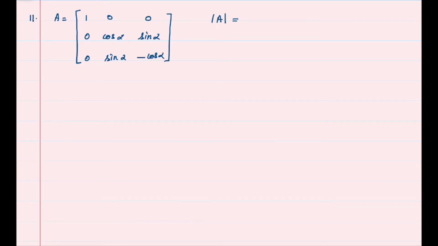Question number 11. The given matrix is 1 0 0, 0 cos alpha sin alpha, 0 sin alpha minus cos alpha. Let us find the determinant value of A. Expanding along the first row, we get minus cos square alpha minus sin square alpha. Minus sign is common. Cos square alpha plus sin square alpha is 1. Therefore, the determinant value is minus 1, which is not equal to 0. Therefore, A inverse exists.